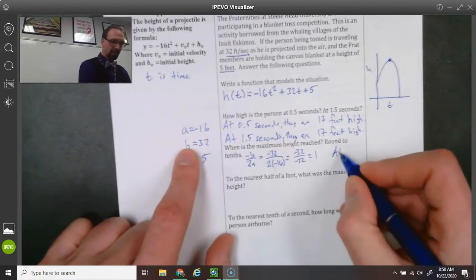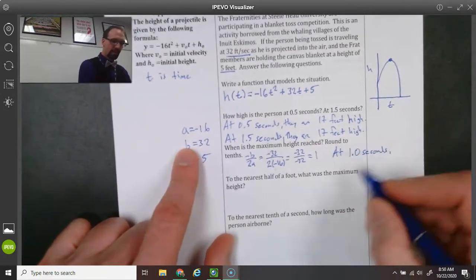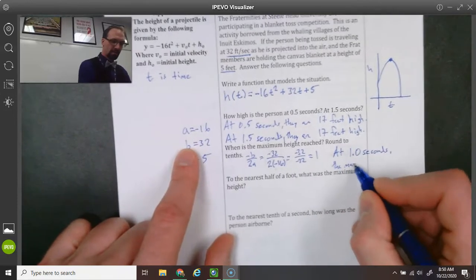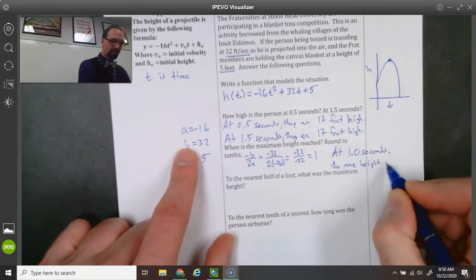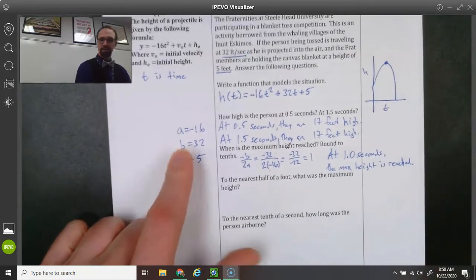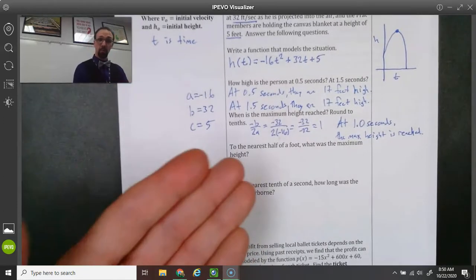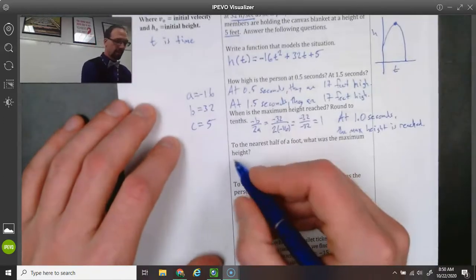So at 1.0 seconds, the maximum height is reached. To the nearest half of a foot, what was the maximum height? So now we're plugging 1 into this equation to find it.